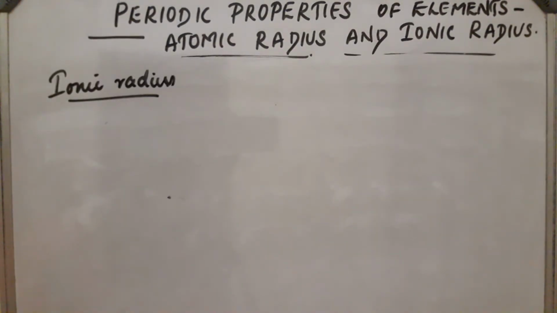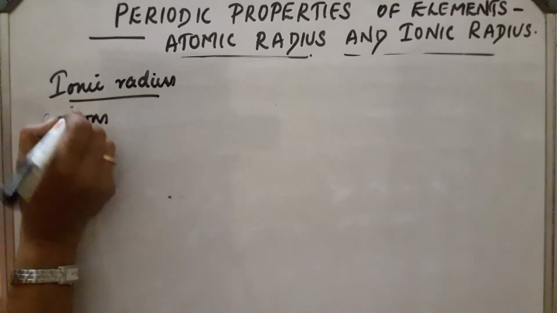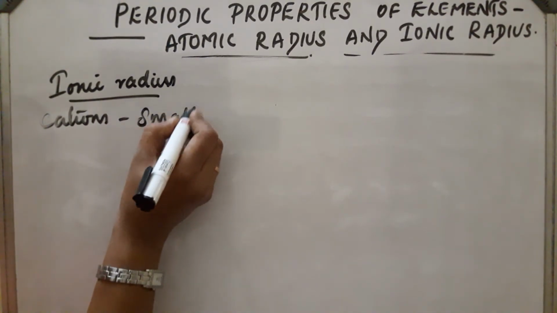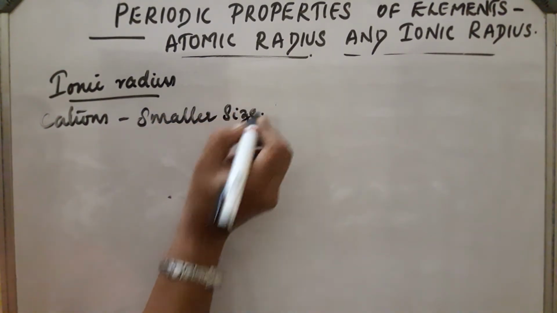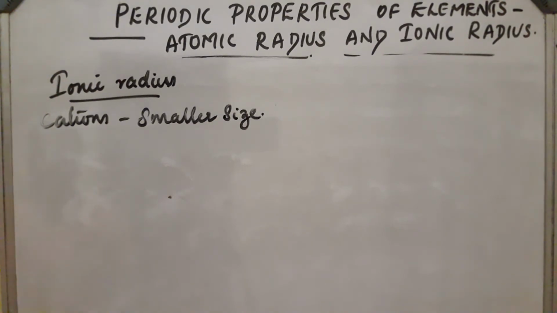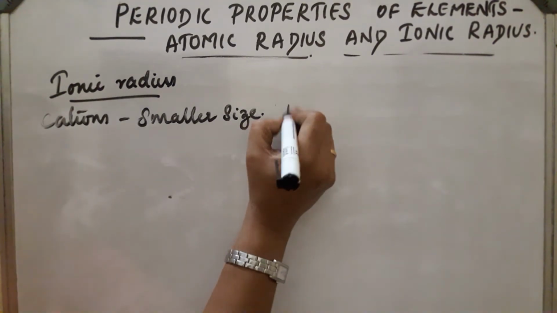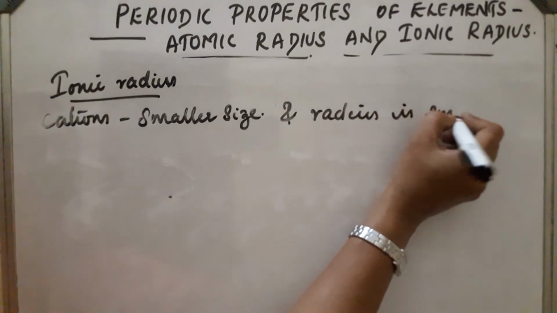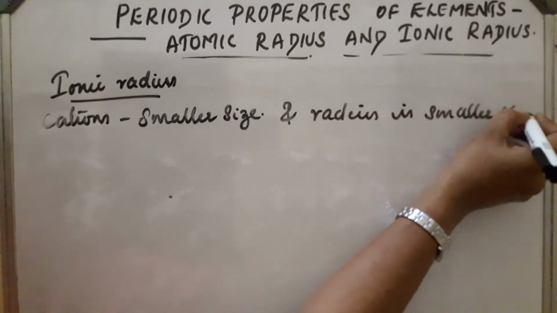Next, ionic radius. Ionic radius means the radius of ions like cations and anions. First, what will happen in the case of cations? Cations have fewer electrons than the parent atom, so they have a smaller size. This is due to the increase in nuclear charge relative to the parent atom. So cations have a smaller ionic radius than the parent atom.